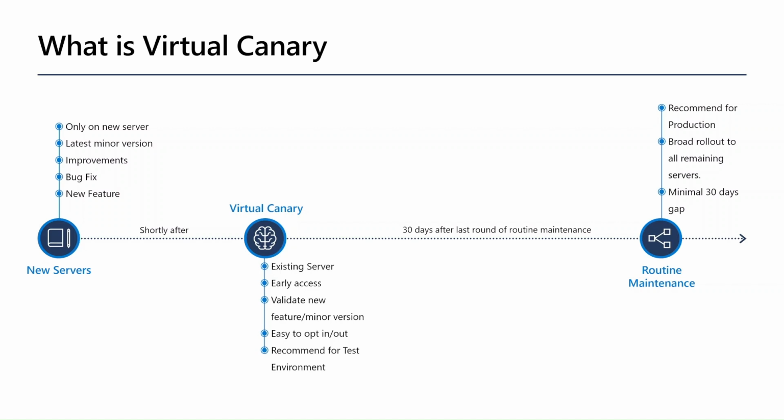Phase three, routine maintenance. Finally, the updates roll out broadly during routine maintenance cycles. This follows the standard Azure policies, including a minimum 30 days gap and a 7 days notification period. By this time, updates have already been validated extensively through Virtual Canary, ensuring stability and reliability for production servers.